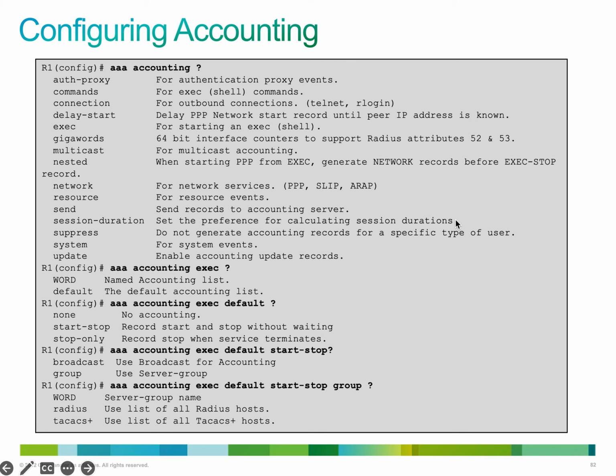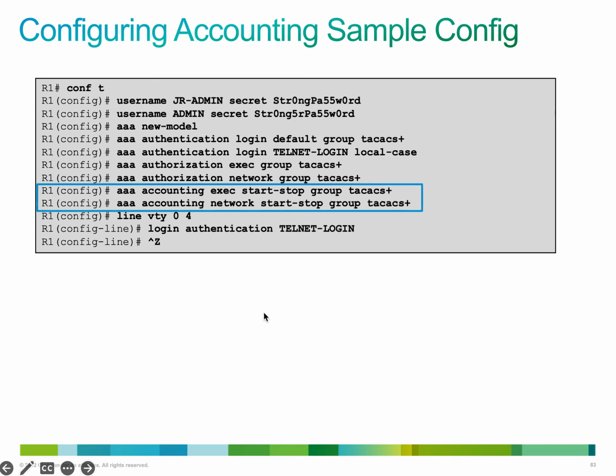Everything is the same. Looking at your Router1 config# aaa accounting, and then aaa accounting exec, aaa accounting exec default, aaa accounting exec default start-stop, aaa accounting exec default start-stop group. So all of these commands you have to key in, all of this in your command line interface.